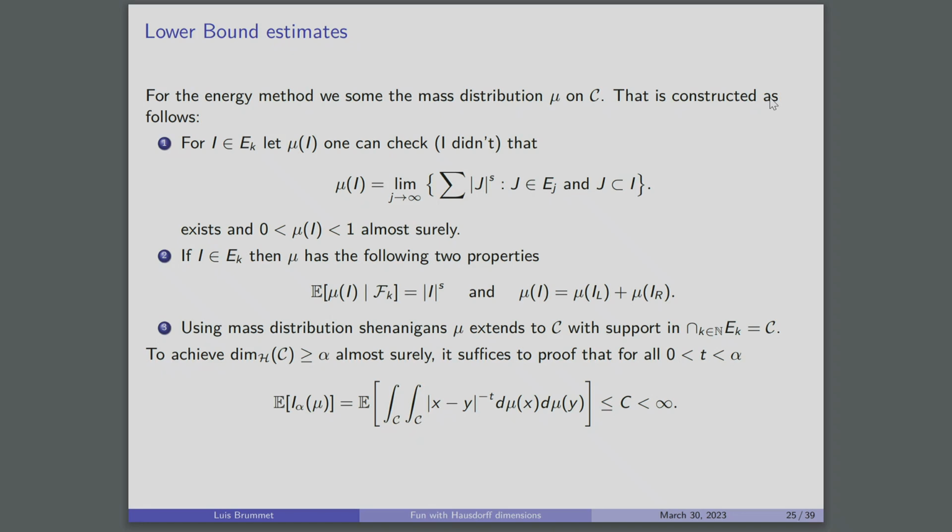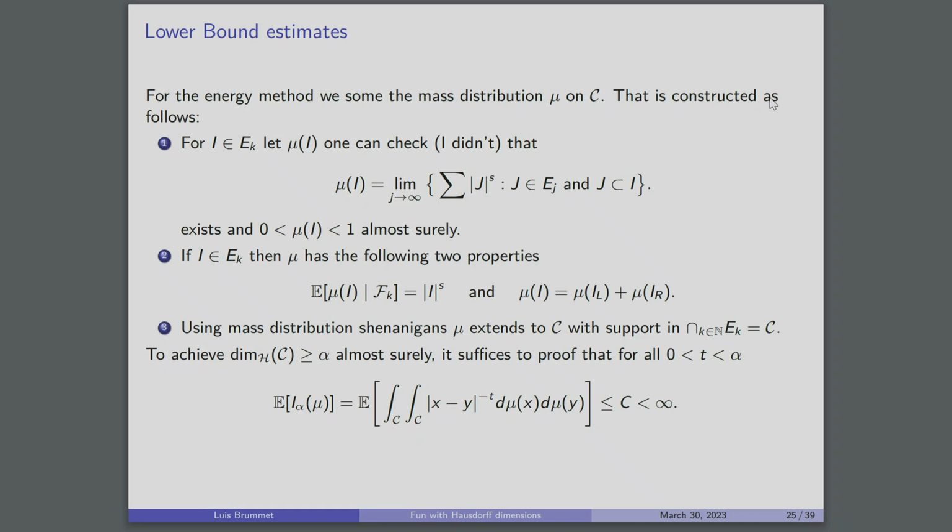And here I'm a little bit suspicious of Falconer's book. But basically what he says is that you can construct a mass distribution, this mu, given as the following limit where you take the j's inside of this I, in the jth generation, you let it go to 0, and in the limit, this is going to give you a mass distribution that is between 0 and 1 almost surely, such that the following properties still hold.